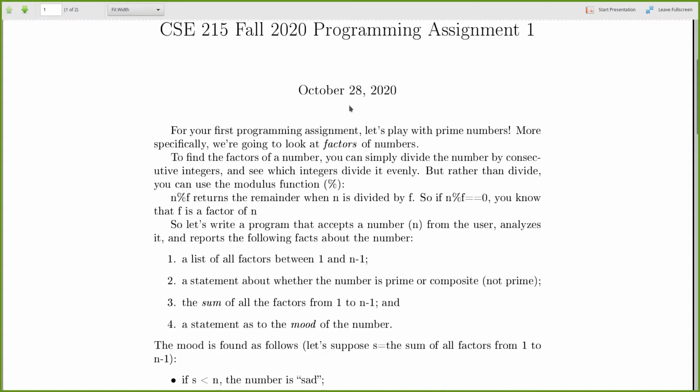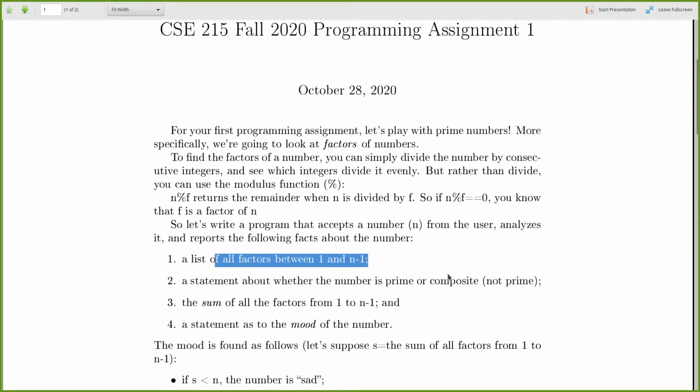So, just playing around with integers, right? Write a program that lets you type in a number, and this should be an integer, and it should be positive. I didn't say that in here, but it should be a positive integer. And basically, give me 4 pieces of information. 1, show me a list of all the factors between 1 and your number minus 1. So all the factors less than your number.